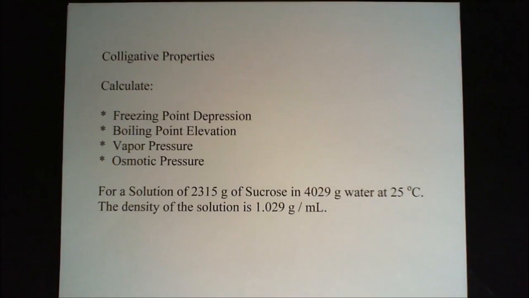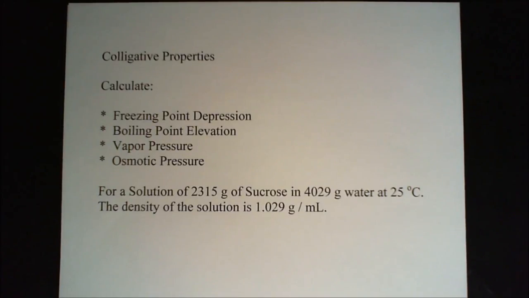We're going to calculate the colligative properties of a particular solution of 2,315 grams of sucrose in 4,029 grams of water at 25 degrees Celsius. The density of this solution is 1.029 grams per milliliter. We're going to need the density when we get to calculate some of these values. We're going to calculate the freezing point depression, the boiling point elevation, the vapor pressure, and the osmotic pressure.